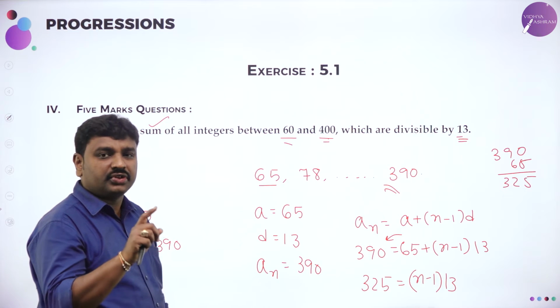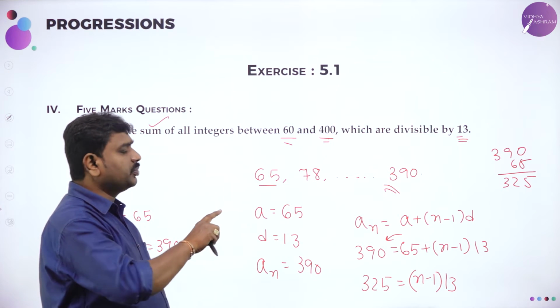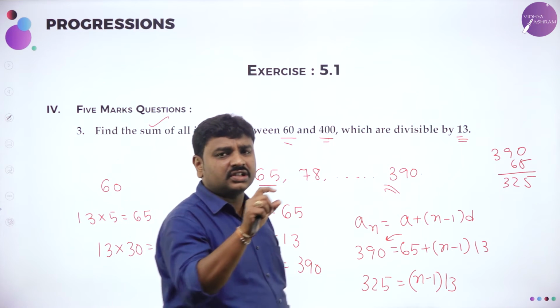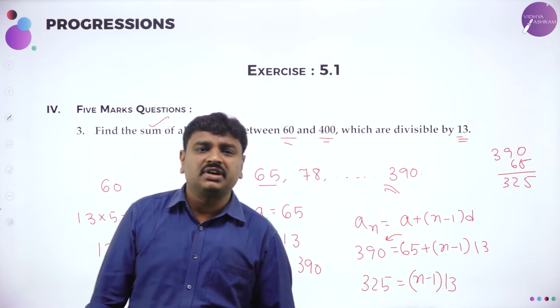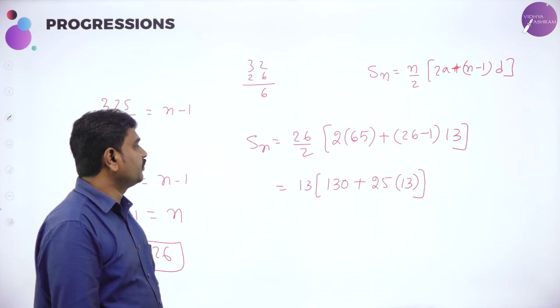So in these 3 problems we used the general term. These are all in AP. If a number is divisible by 13, all the numbers will have common difference 13. If it is divisible by 7, all the numbers will have common difference 7. Same logic we are using.